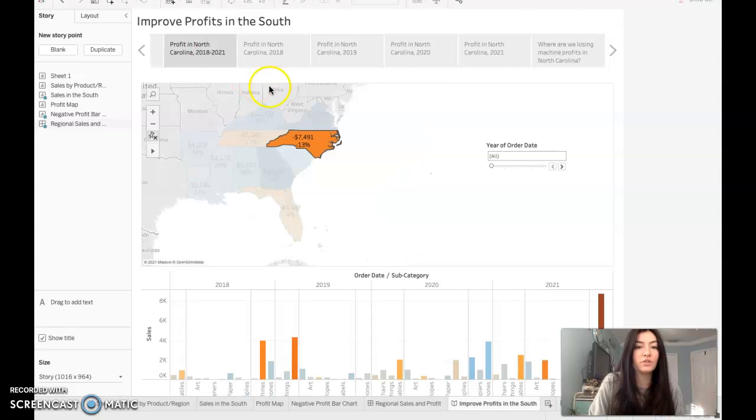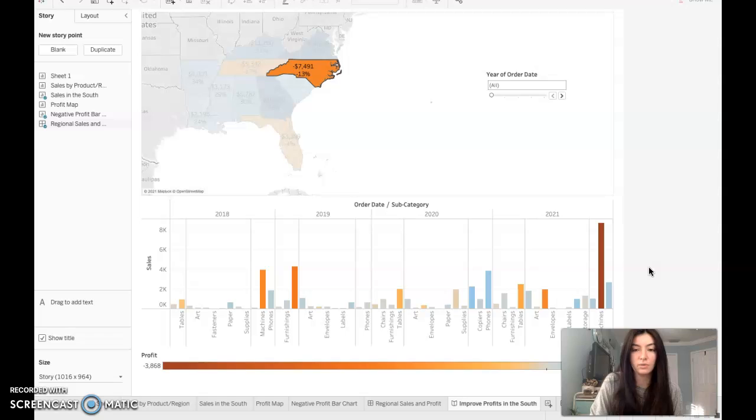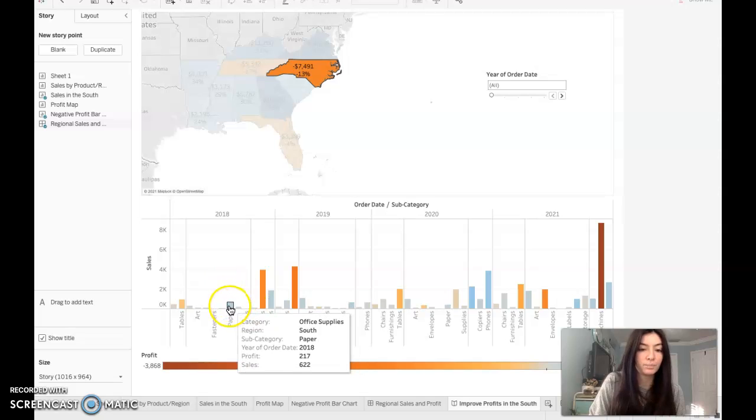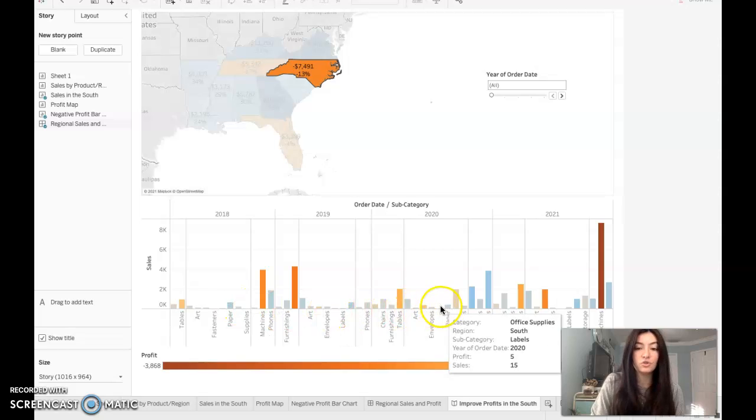And so yeah, if you just look at all of them, down below we'll have the subcategories just like we did in the last visualization. And so we have 2018 right here, and as we hover over something like this, which is office supplies, and the subcategory being paper, we'll see that it had a profit of $217, and the sales was $622. And so you can just do that throughout.